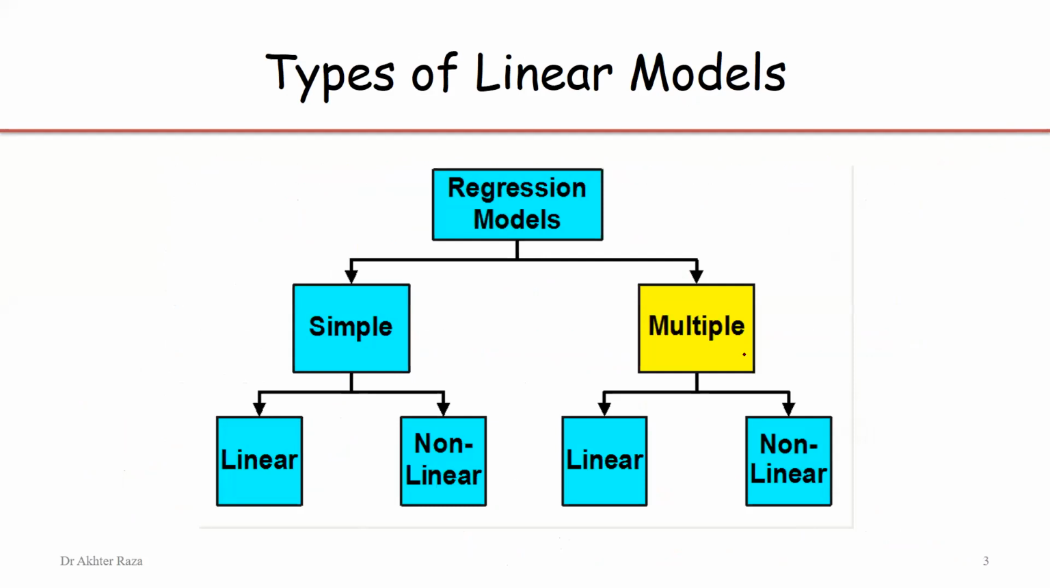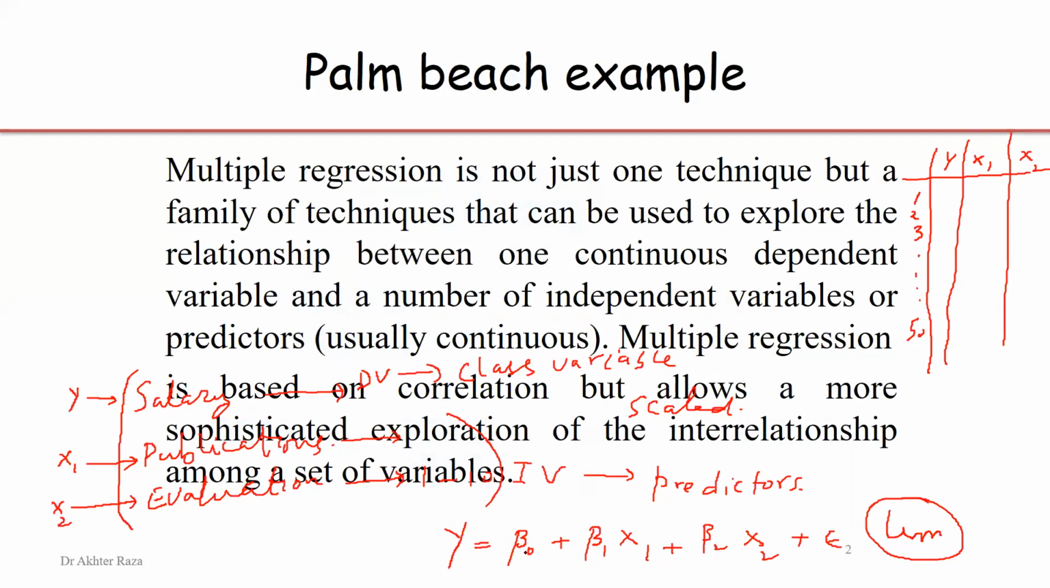Simple regression, multiple regression. If we have more than one predictor, the model is called multiple regression. If we have one predictor, the model is called simple. That model may be linear or non-linear. If we plot a linear model, it looks like the one given in this slide. This is a linear model.